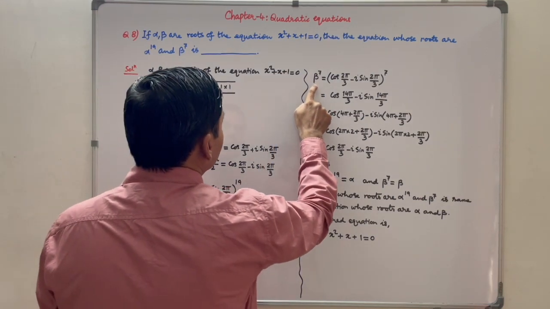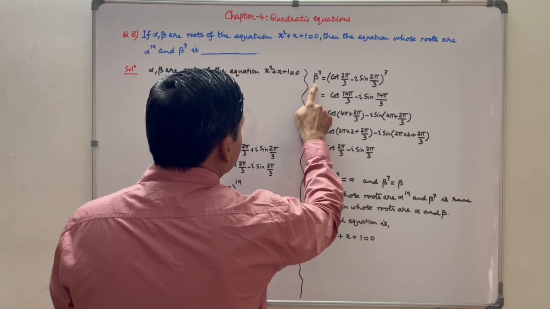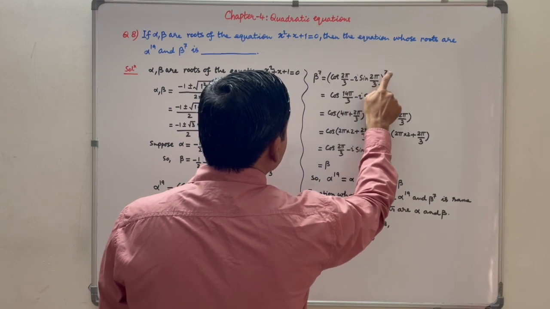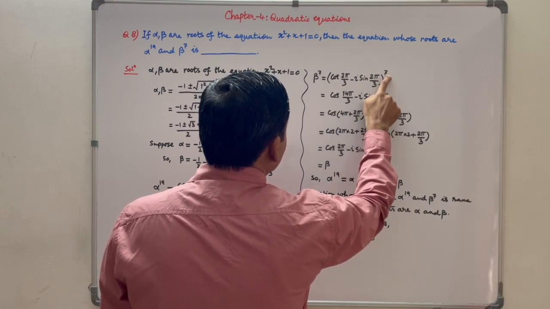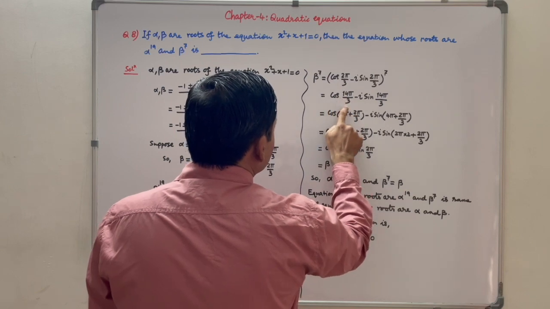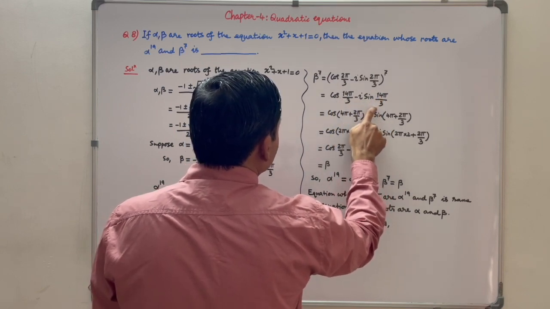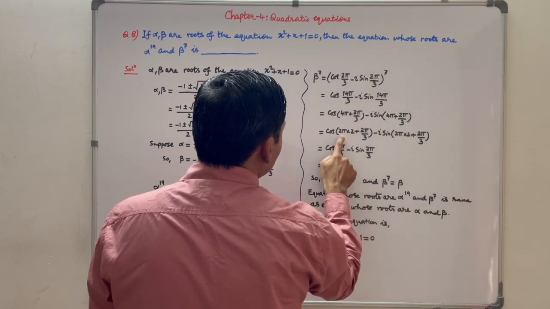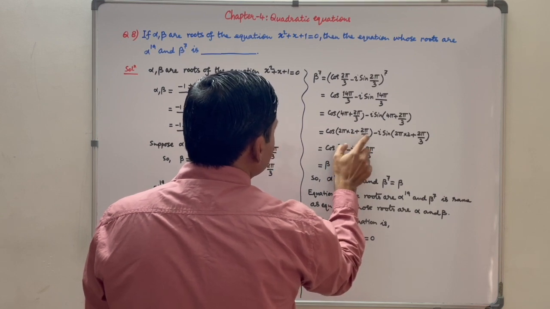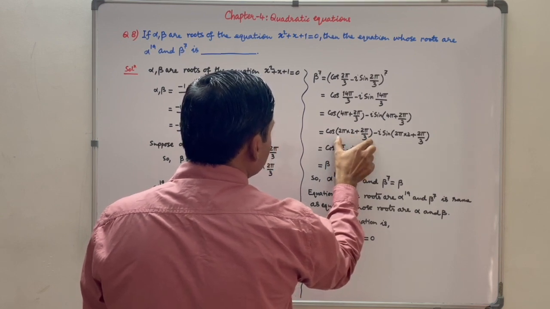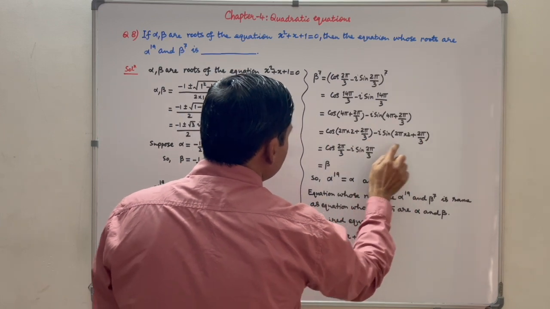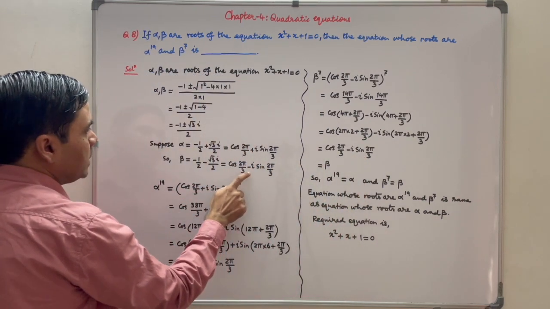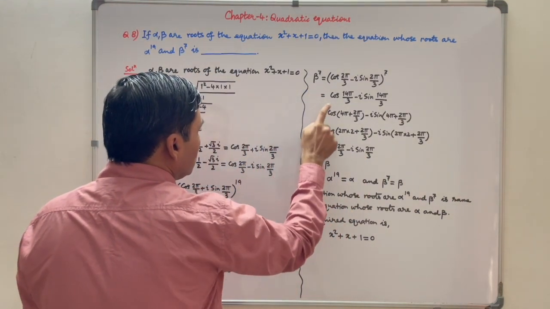Let us simplify beta to power 7. So beta to power 7 is equal to (cos 2 pi by 3 minus i sin 2 pi by 3) to the power 7. Now applying De Moivre's theorem, it will be cos 14 pi by 3 minus i sin 14 pi by 3. Power will be multiplied with the angles. 14 pi by 3 can be written as 2 pi into 2 plus 2 pi by 3. This is in the form 2 n pi plus theta, which is equal to theta. So this can be written as cos 2 pi by 3 minus i sin 2 pi by 3, which is equal to beta. So beta to power 7 is equal to beta.